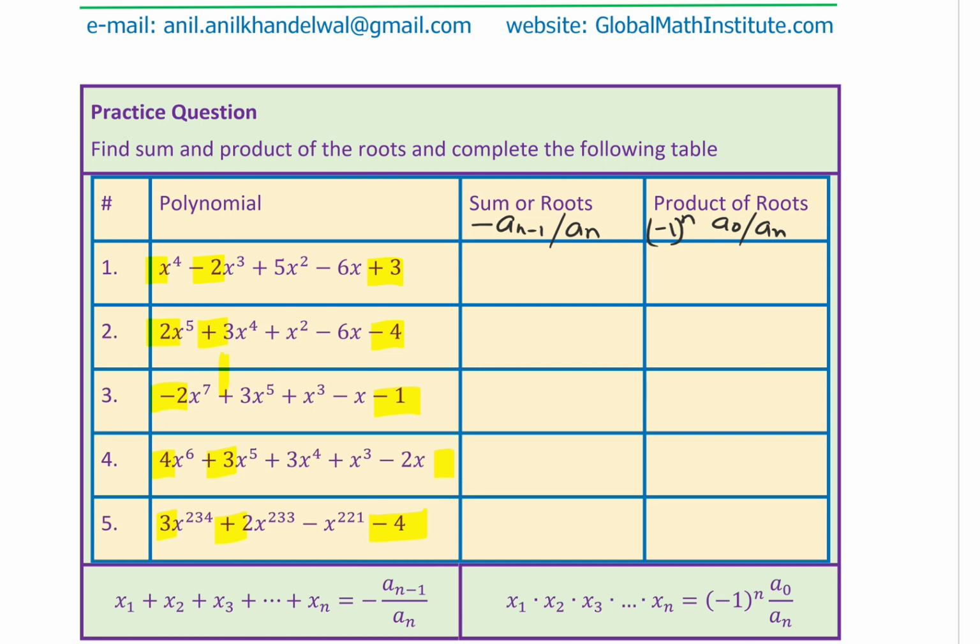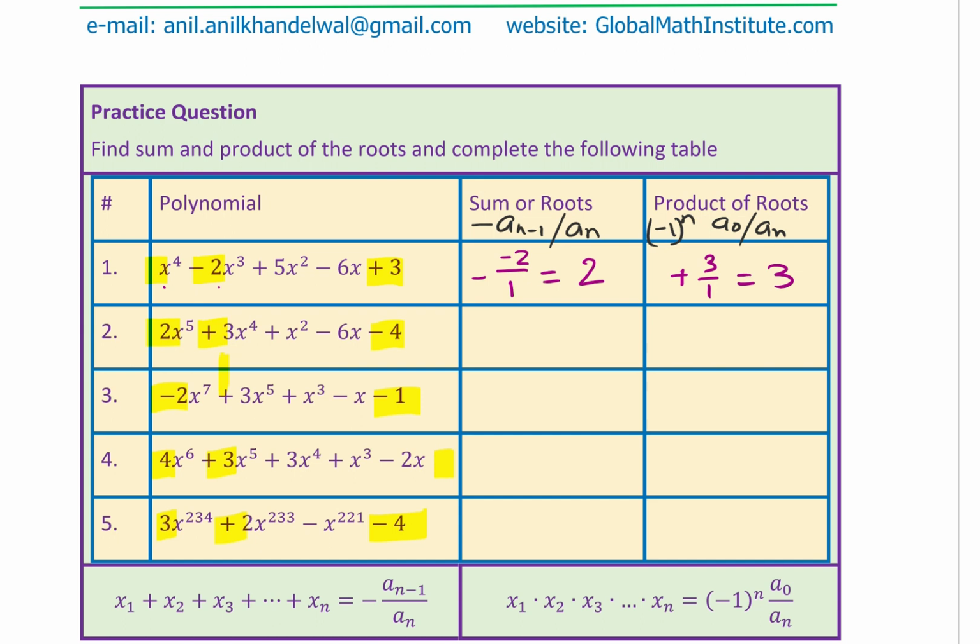Clear. So in the very first case, we have the sum of the roots as the ratio of the adjacent ones, right? So which is minus, because that's in the formula. And then you have minus 2 over 1. And that gives you the value as 2. The product of the roots is the ratio of the constant and the leading coefficient. Power being even, we are expecting a positive value, correct? 3 over 1, right, which is equal to 3. That is how you get your answer.